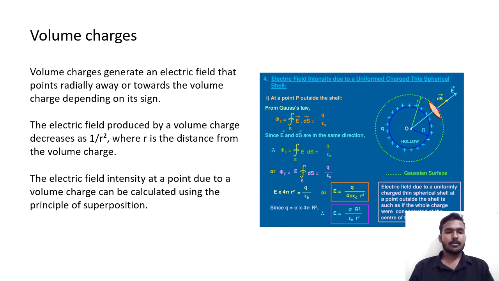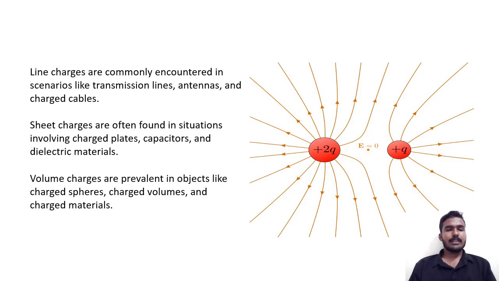Line charges are commonly encountered in scenarios like transmission lines, antennas, and charged cables. Sheet charges are often found in situations involving charged plates, capacitors, and dielectric materials. Volume charges are prevalent in objects like charged spheres, charged volumes, and charged materials.